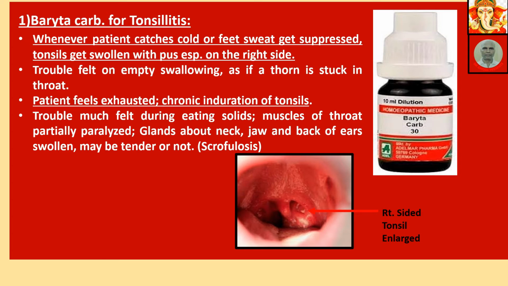Muscles of throat partially paralyzed. Glands about neck, jaw, back of ear swollen, may be tender or not. Scrofulosis. That is, this symptom collectively is called scrofulosis. This is a picture that the right side of the tonsils is enlarged.